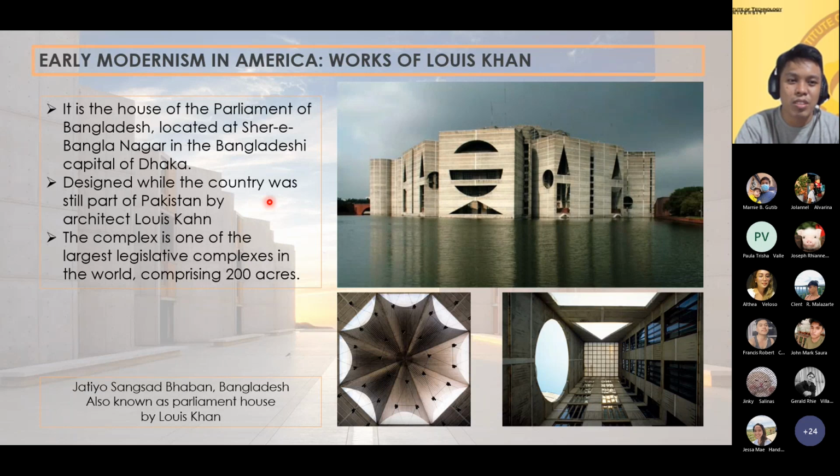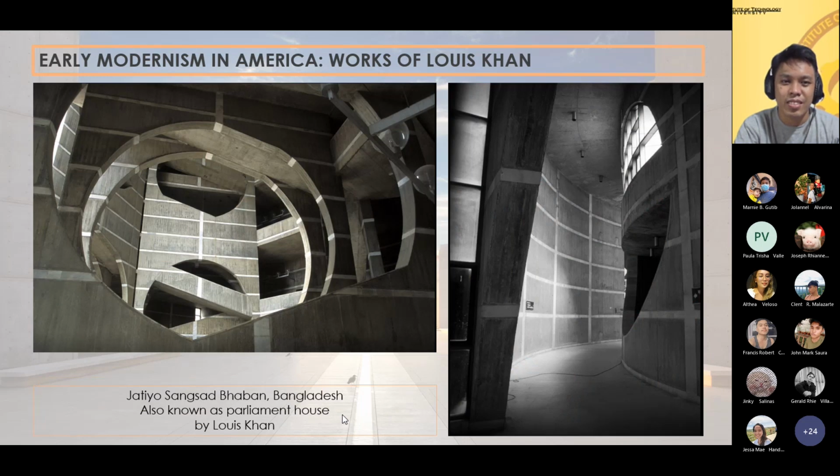It was designed while the country was still part of Pakistan. The complex is one of the largest legislative complexes in the world. The way the geometry is being applied in this structure, in this building, is really, really good. And its interior: all the circles, plus the beams.